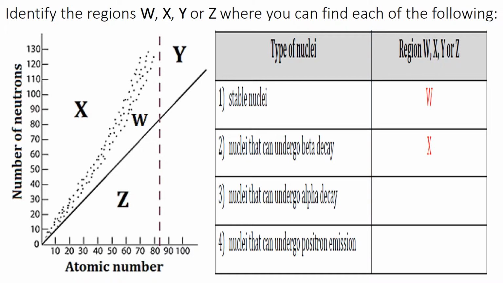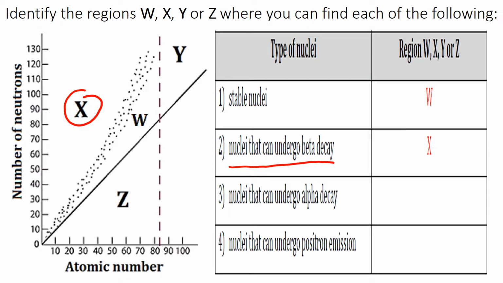Second type of nuclei. So where can we locate the nuclei that can undergo beta decay? Now, radioisotopes that will undergo beta decay are those isotopes that have too many neutrons and therefore found above the band of stability. Hence, we can find nuclei that could undergo beta decay on region X.